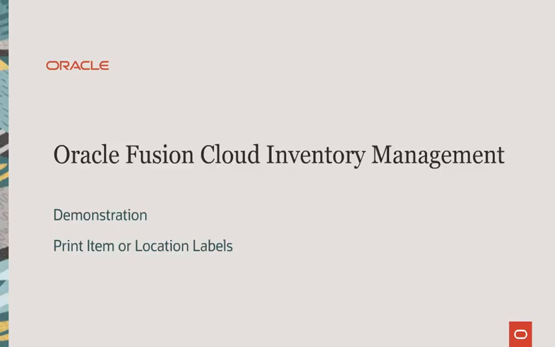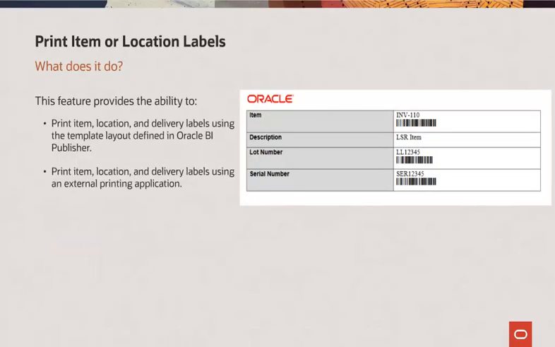This demonstration shows how you can use the print item or location labels feature to enhance your business. This feature provides the ability to print item, location, and delivery labels using the template layout defined in Oracle BI Publisher. Alternatively, you can print item, location, and delivery labels using an external printing application.